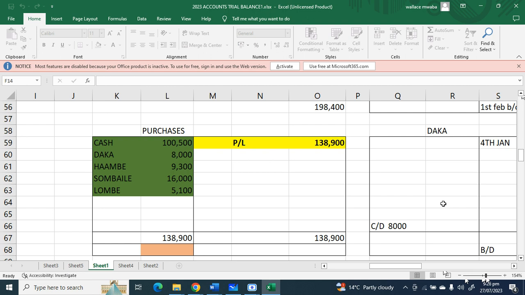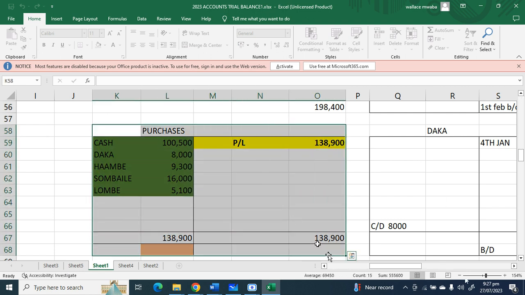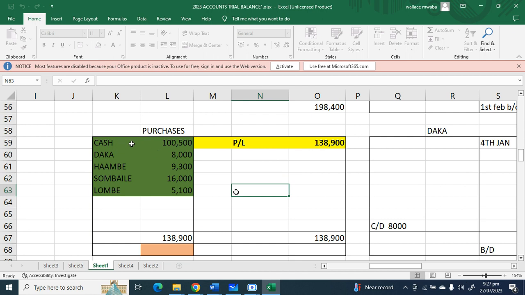So most expense and revenue accounts, you need to close them. All right. So for example here, for our purchases account, we have all these entries. So you total them up. 100,500 plus 8,000 plus 9,300 plus 16,000 plus 5,100. You get 138,900. You put it both on the debit and the credit side.